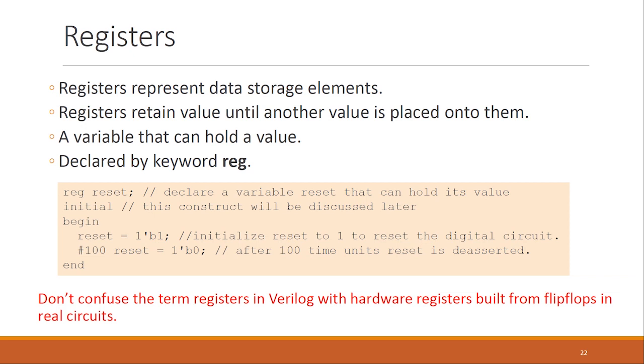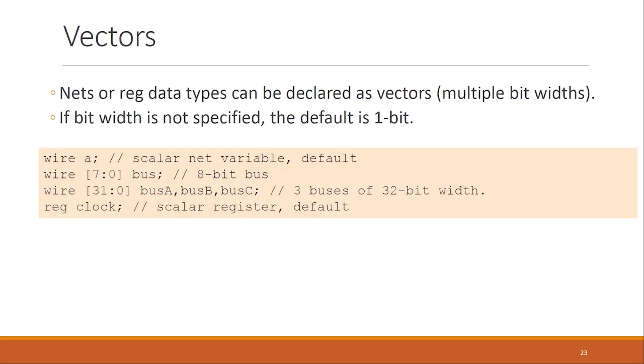So you will understand how wires and registers work better when we go into real examples. And then vectors are there. So nets or register data types can be declared as vectors, multiple bits.